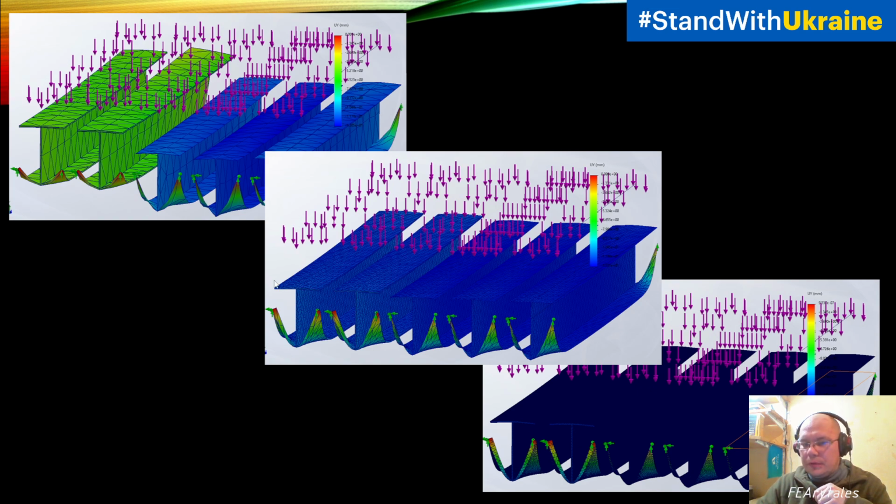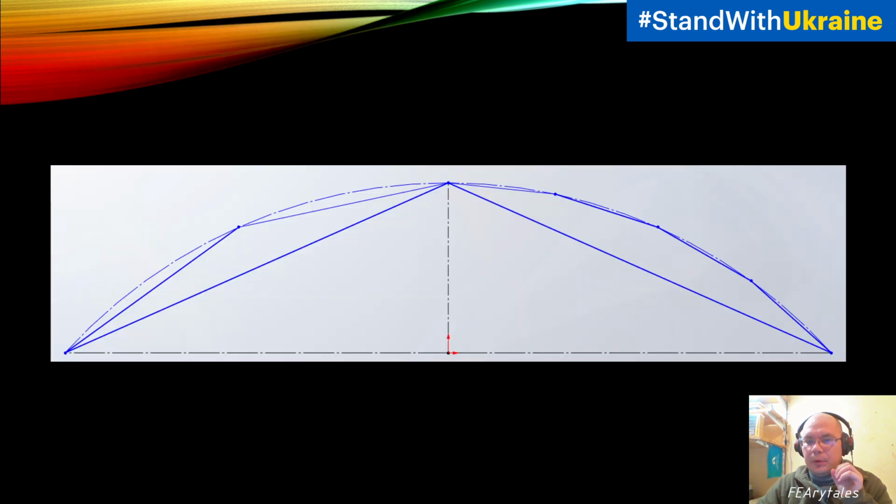And the more elements we have, the more accurate a result we obtain. Because here we have a difference of about 10%, and here we have the same result. But here we have a difference of 3 times. 3 times. So, from what type of understanding can we get this?